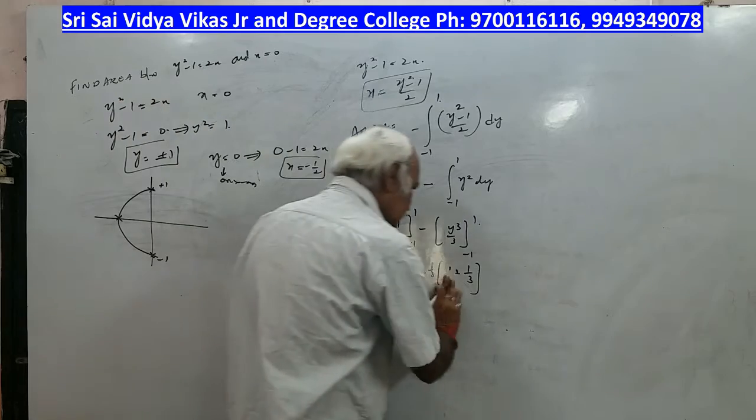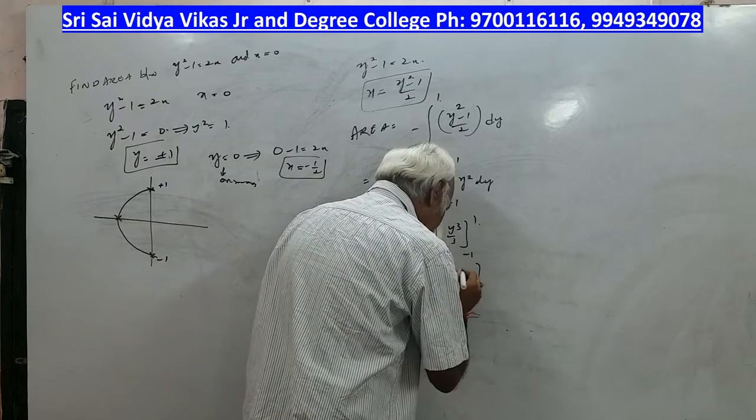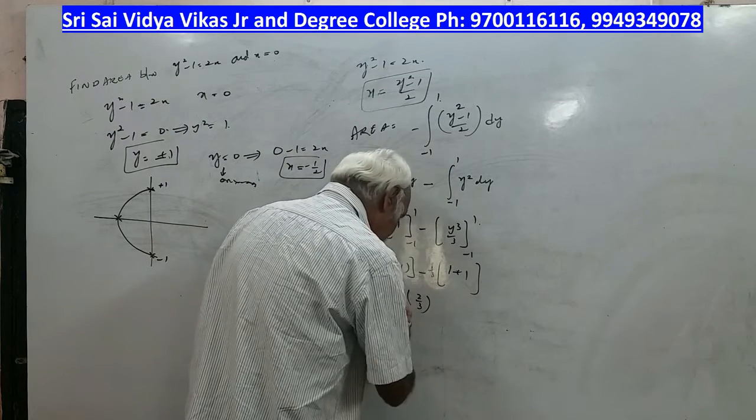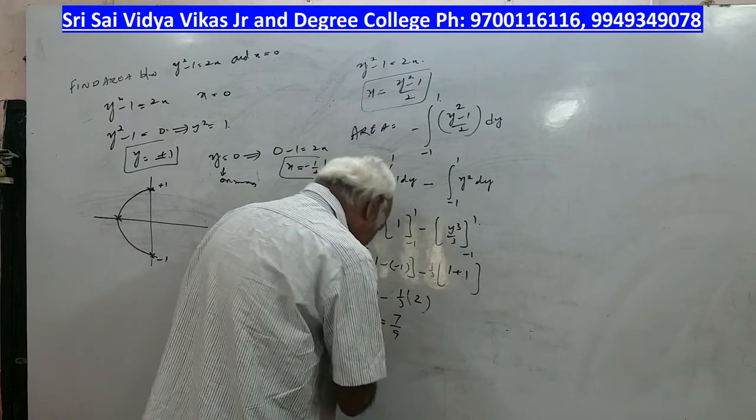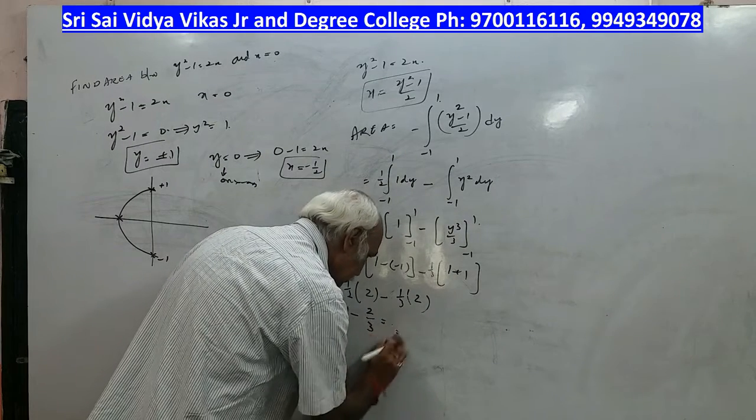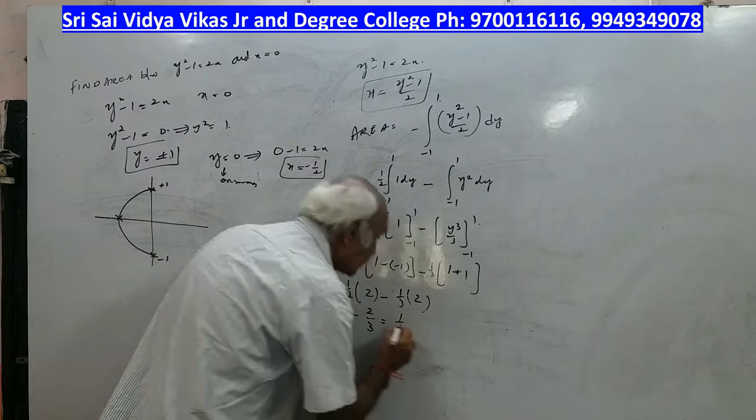Sorry, here 1 plus 1, because already 1 by 3 we have taken common. So 1 by 3 into 2. So this becomes 2 by 3. So answer will be 1 by 3.